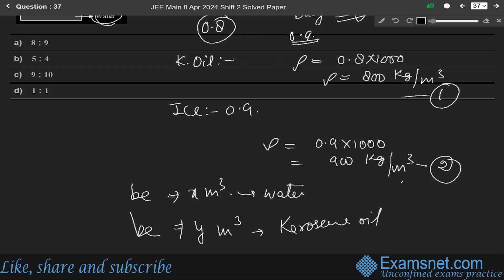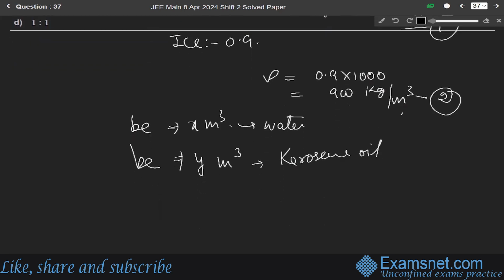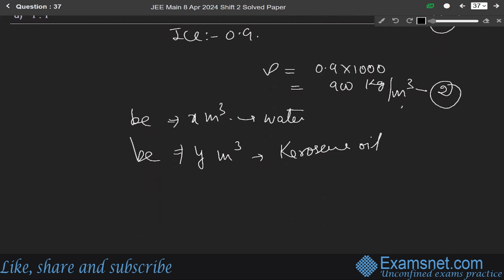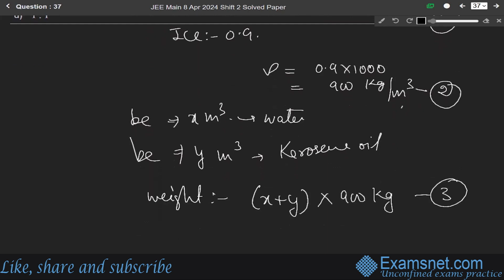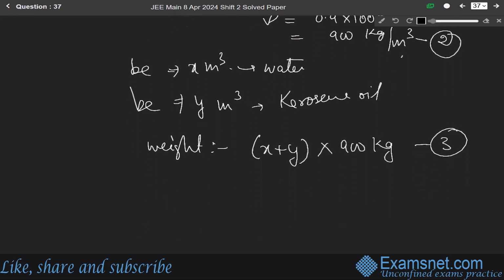Okay, now let the volume of the ice in the kerosene oil be y meter cube. So the weight of the ice will be (x plus y) into 900 kg. Let us say this is equation number 3. Now, according to the buoyancy property, the force applied by the water and the kerosene equals the weight of the ice, as I have told earlier.